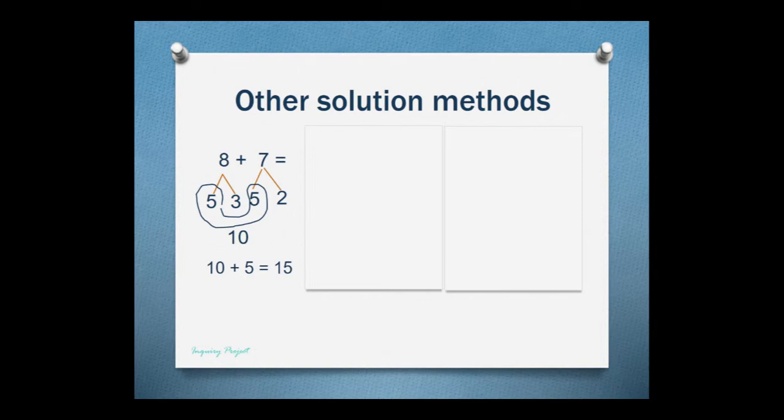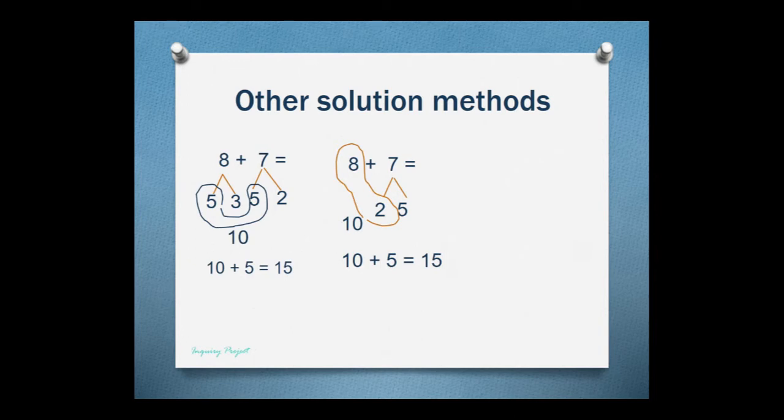Or maybe like this. I know that 7 is made up of 2 and 5, so I can put the 2 with the 8 to get a 10. And 10 plus 5 that's left from the 7 is 15. Or maybe like this. I'm going to take the 3 from the 8 and put it with the 7 to get 10 and add on the remaining 5 from the 8 to get 15.